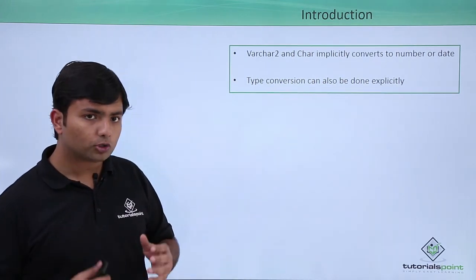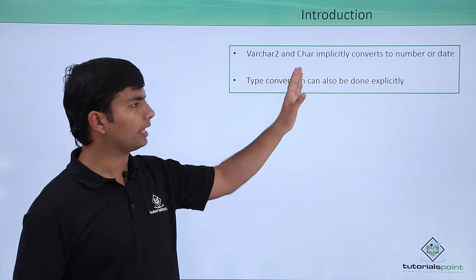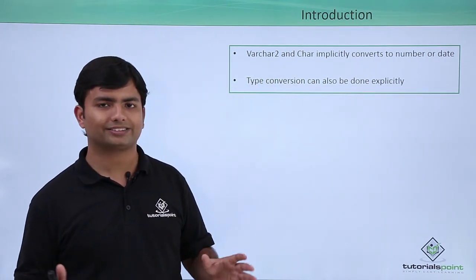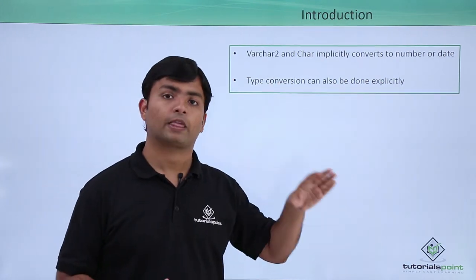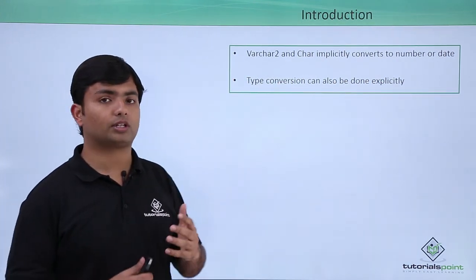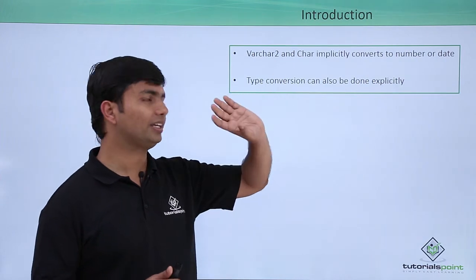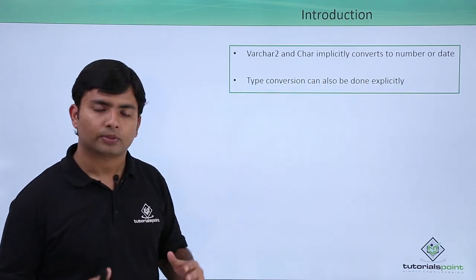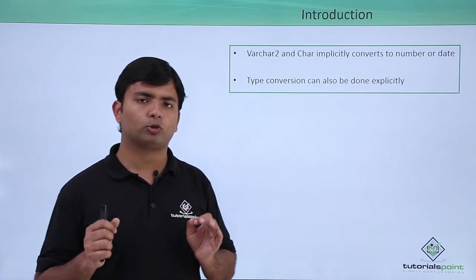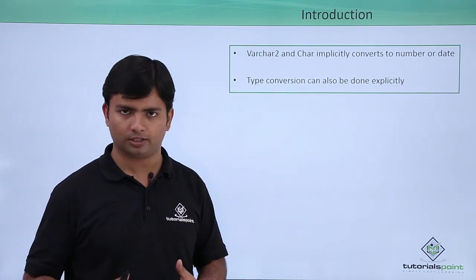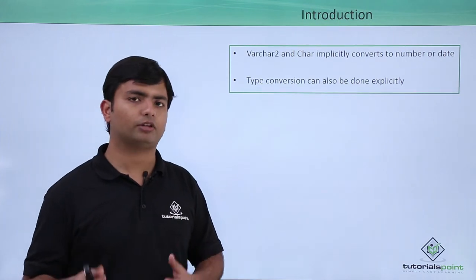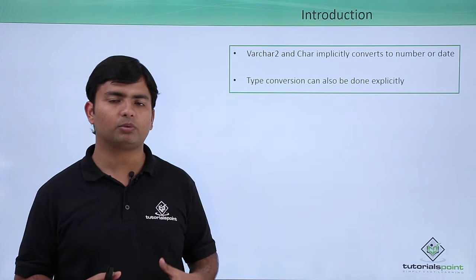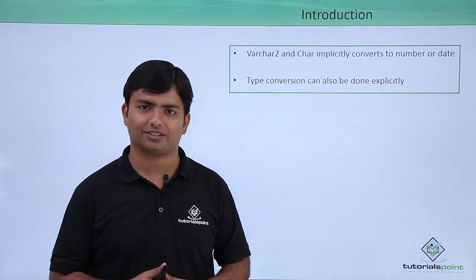If you want to convert a varchar or a char into a number or date, you don't have to do that, as it will take place implicitly. But if you want to convert something else, like the date to a varchar or date to a number, in that situation I'll have to do the type conversion explicitly. And for that, we have some functions. So let's find out what functionality is available in Oracle for typecasting.